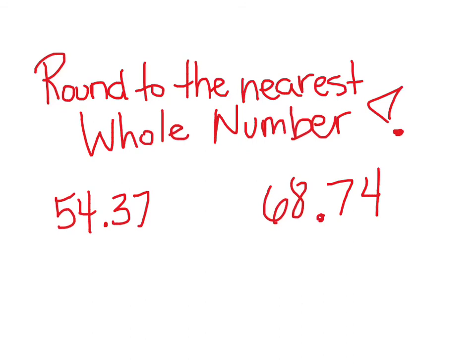Okay, another way they may say it, they may say round to the nearest whole number. And if they're asking you to round to the nearest whole number, the first whole number is the ones place. Okay, it's another way of saying round to the ones place. Okay, round to the nearest whole number. So first, 54 and 37 hundredths. Round that to the nearest whole number, you're going to hook to the 3.